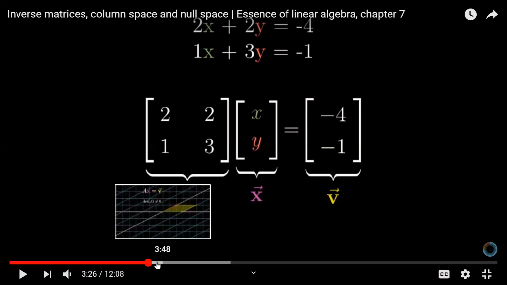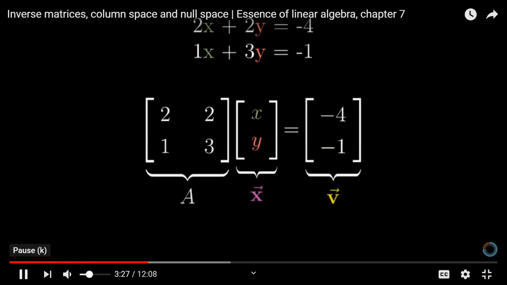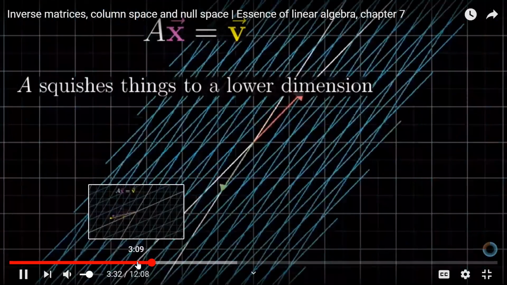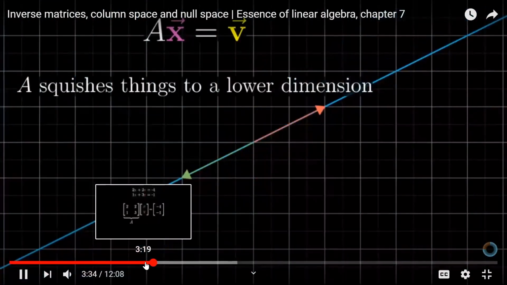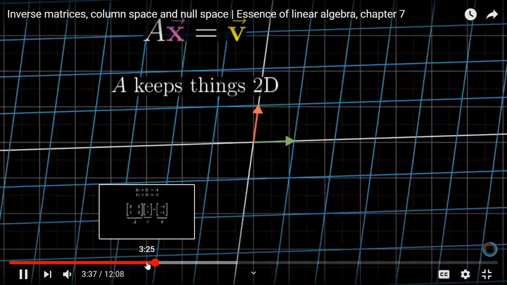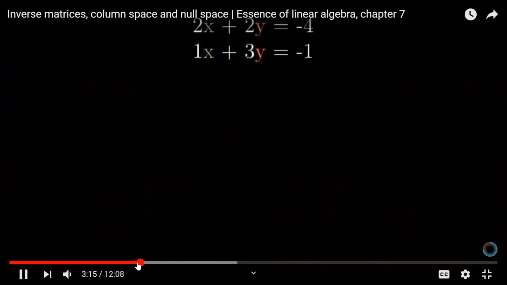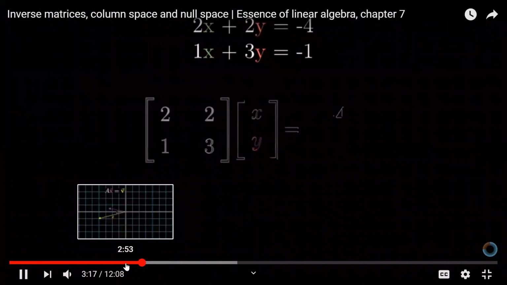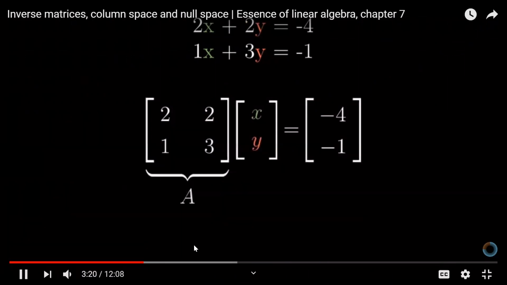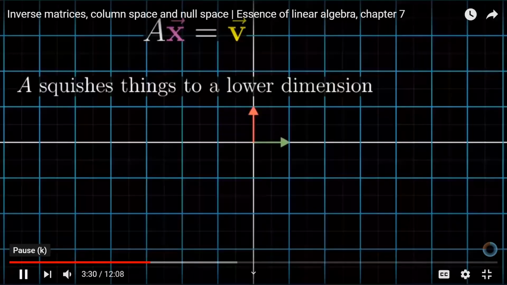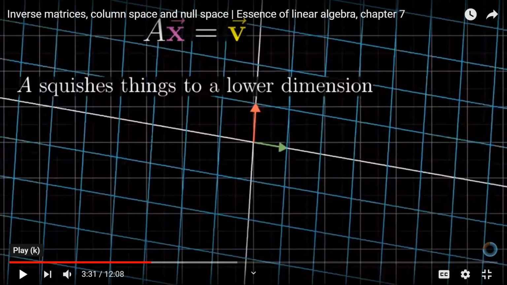So now let's look into it in a geometrical way. So here it is. And you can see that now he is talking about A times X equal to V. I will just stop it when he goes to the geometric part. So now you can see very clearly.